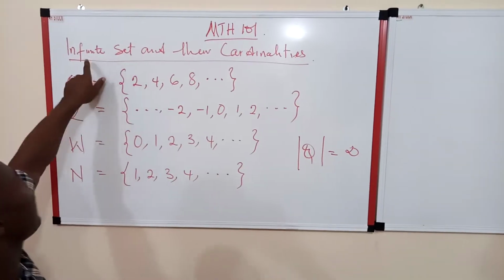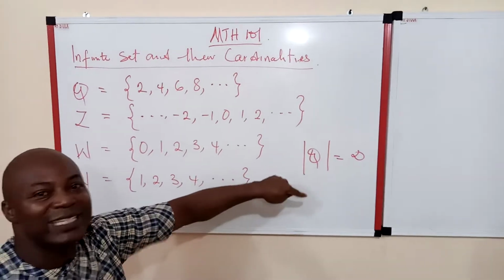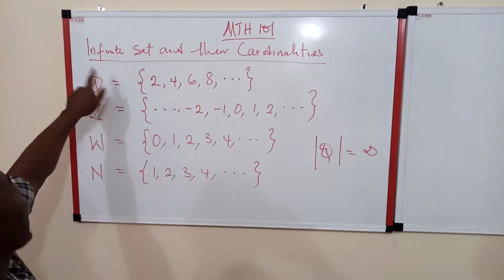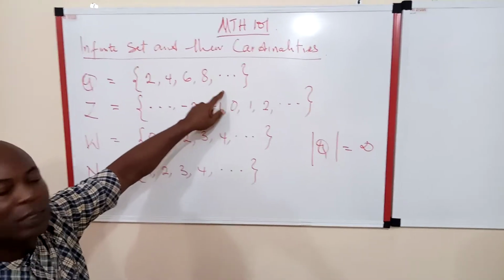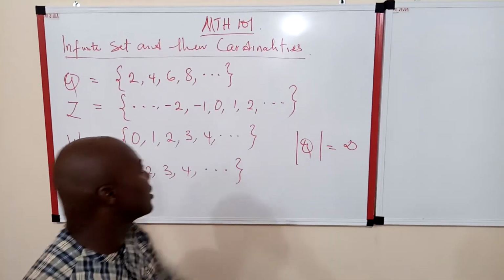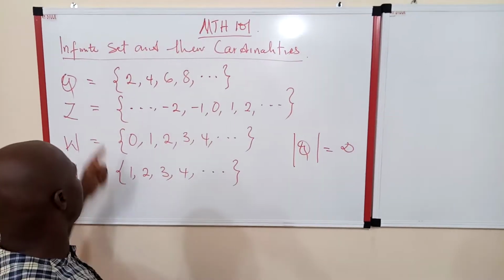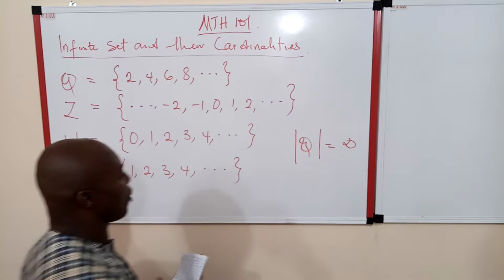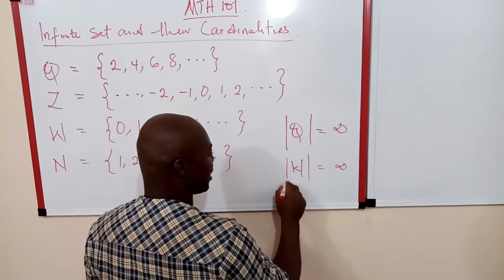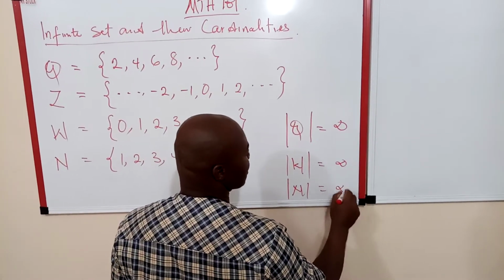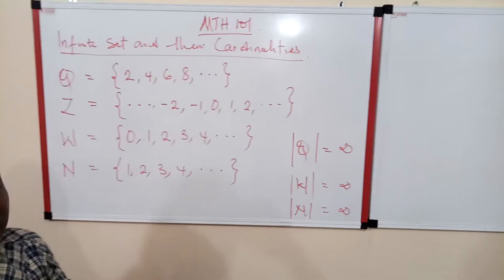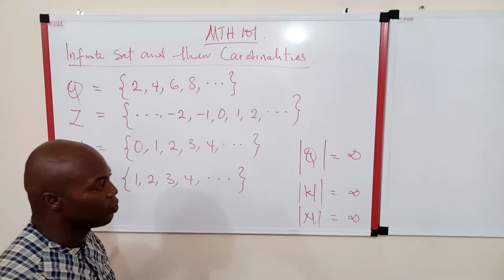In the case of a finite set, we observed that the cardinality is also finite. It's a unique number. While for an infinite set, because the elements are uncountable, it's not a finite number, not a unique number, but rather infinity. It's also applicable here: the cardinality of W, the set of whole numbers, is also infinity, and the cardinality of the set of natural numbers is also infinity. Their cardinalities are not finite, but rather they tend to infinity.